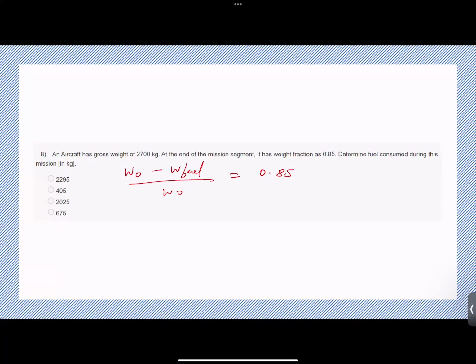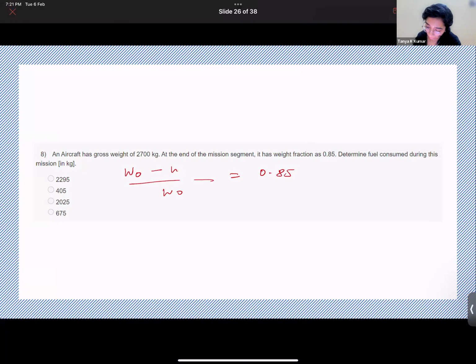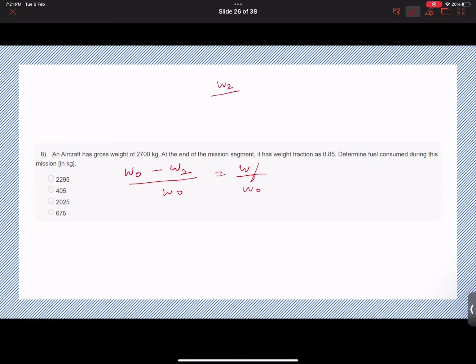Weight final. This is not what is given. Let me just erase this. So W2, or the final mass, is the weight minus the weight of the fuel, by initial weight. They've given you the weight fraction at the end of the segment. So you have W2 by W naught, which is 0.85, and they've asked you to find the weight of fuel consumed.